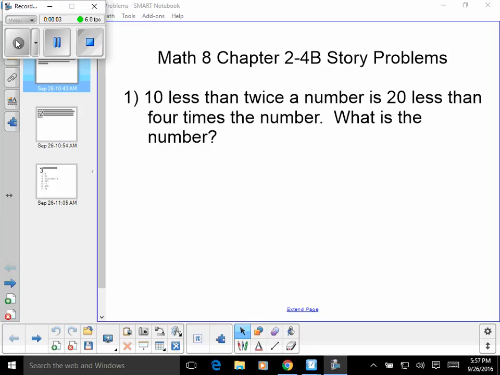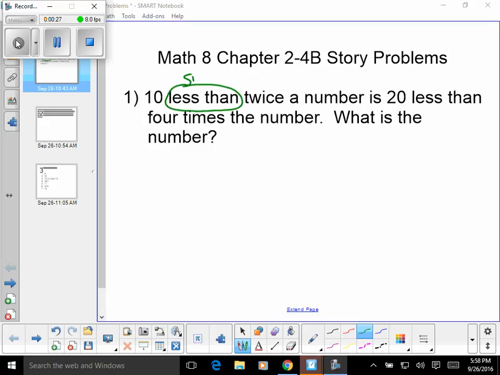Welcome, 8th graders. We're going to be working on an extension of Lesson 2.4b. This time we're just going to be working with story problems. As in the past, we're going to be writing equations, only this time we will have variables on both sides. Clue words are very important.